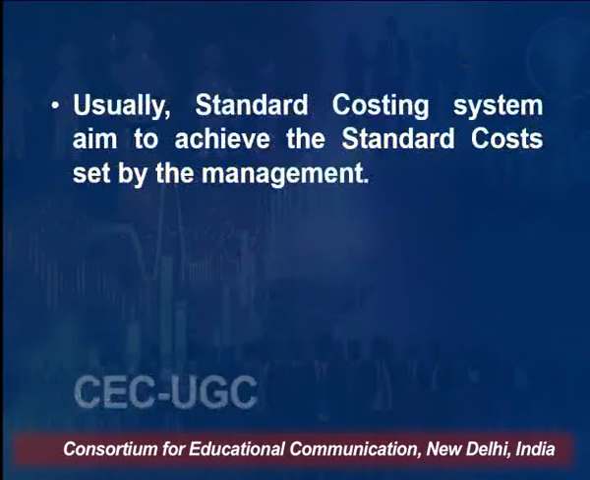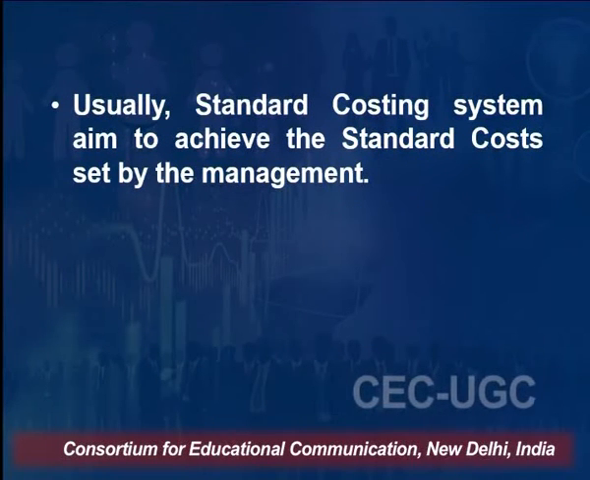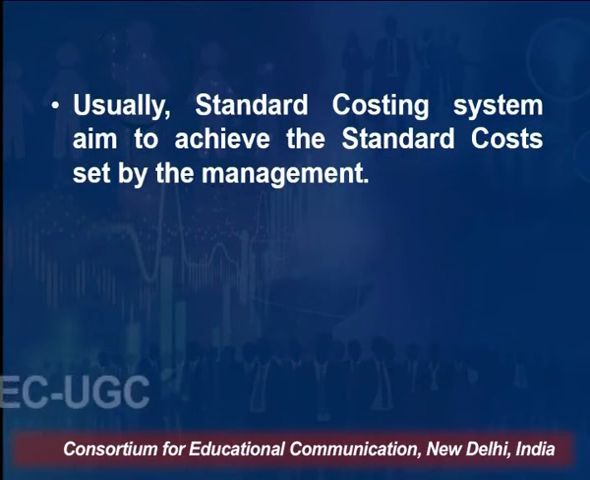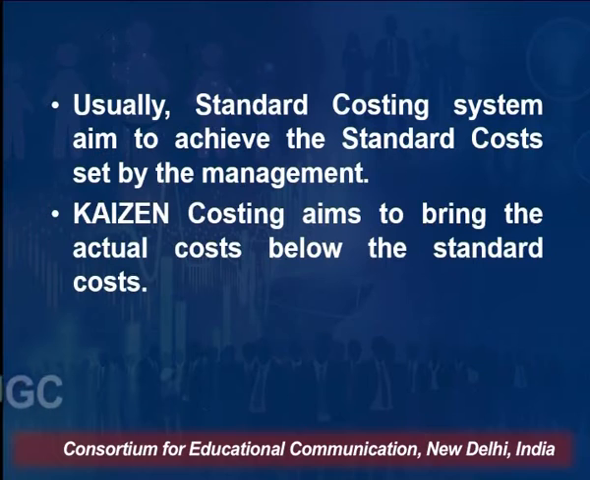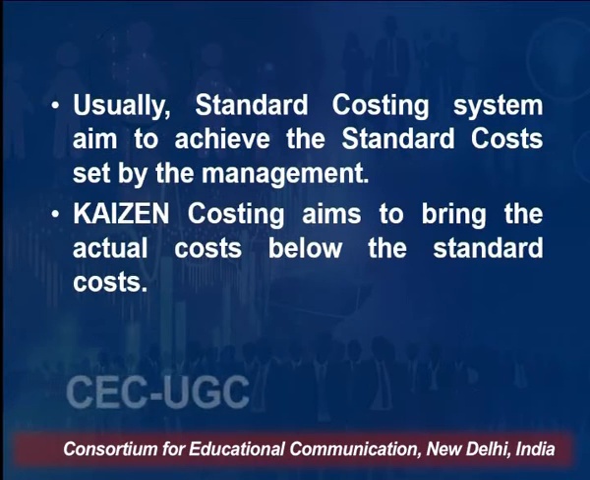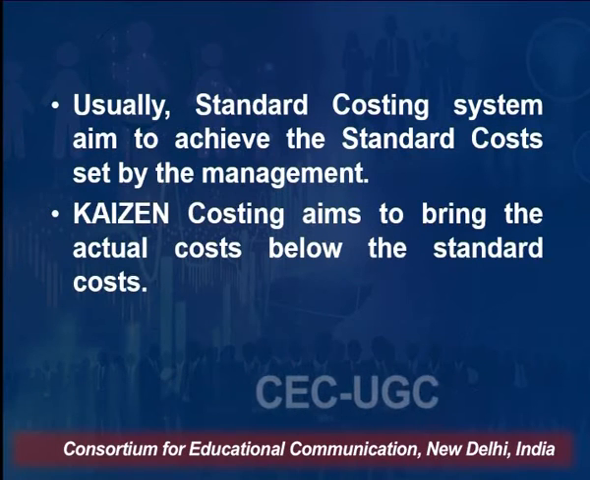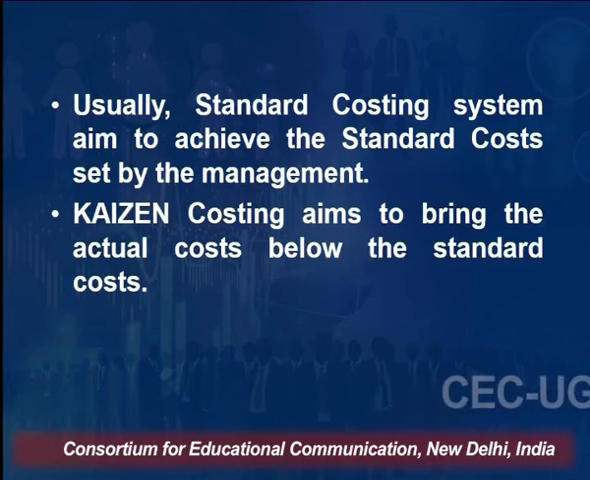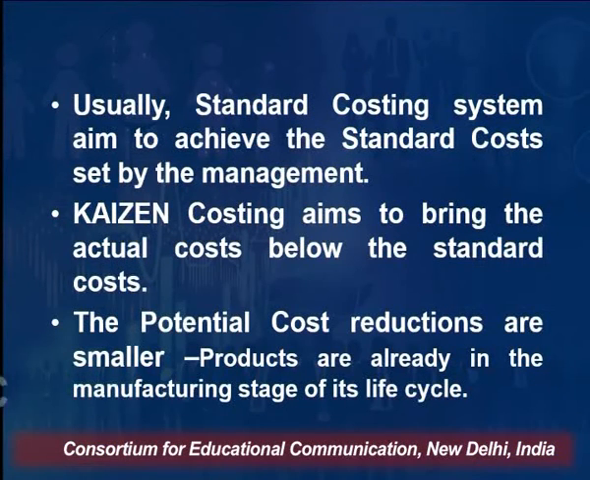And usually in a standard costing system, they aim to achieve the standard cost set by the management, whereas in Kaizen costing, the costing department is aiming to bring the actual cost well below the standard cost. Their target is not to meet the standard, but they try to define a new standard which is well below, or to the possible extent they try to reduce the standard cost, and the potential cost reductions are smaller. Although they are smaller, why are they smaller? Because products are already in the manufacturing stage of their life cycle.